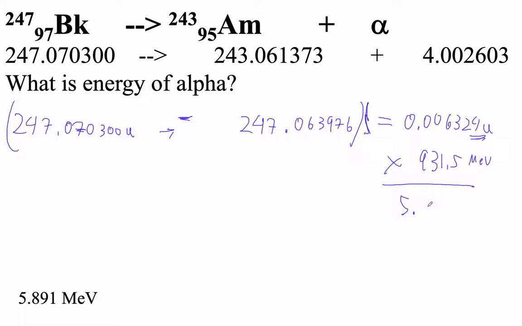summative assessment. 5.89. We have 4 sig figs because of this, right? So 5.891 MeV. There we go. And that's the energy of the decay. It's generally believed that the alpha particle carries that energy off as kinetic energy.